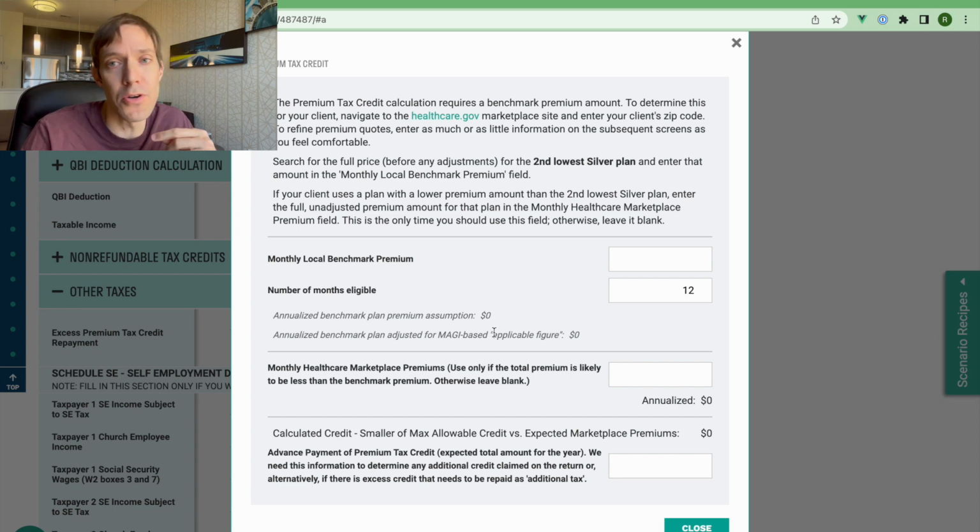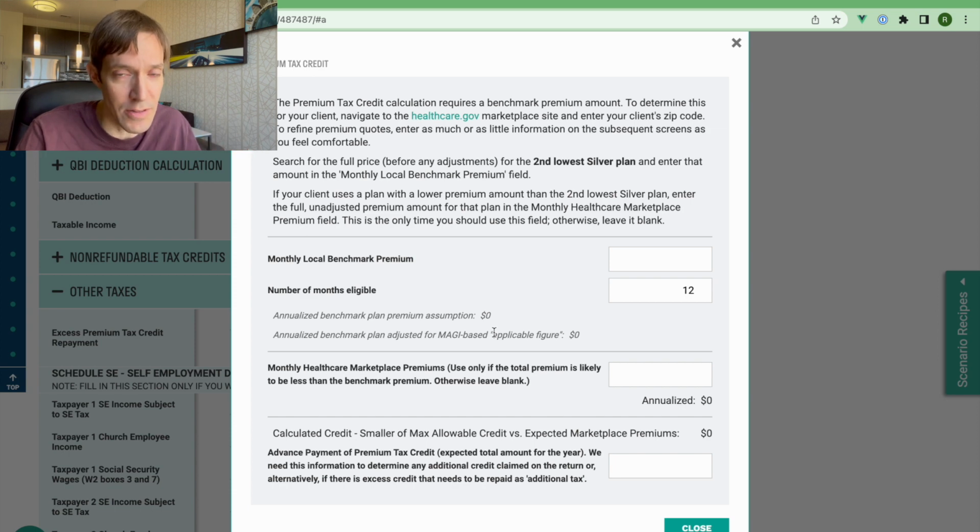So we had to remove the thing that automatically would default a benchmark premium amount because it was leading people down the wrong path. I wish we could have kept that as an easy button. The good news is though, there is an easy button out there. The first way to do it is go to healthcare.gov and actually put in your client's information and find the second lowest silver plan.